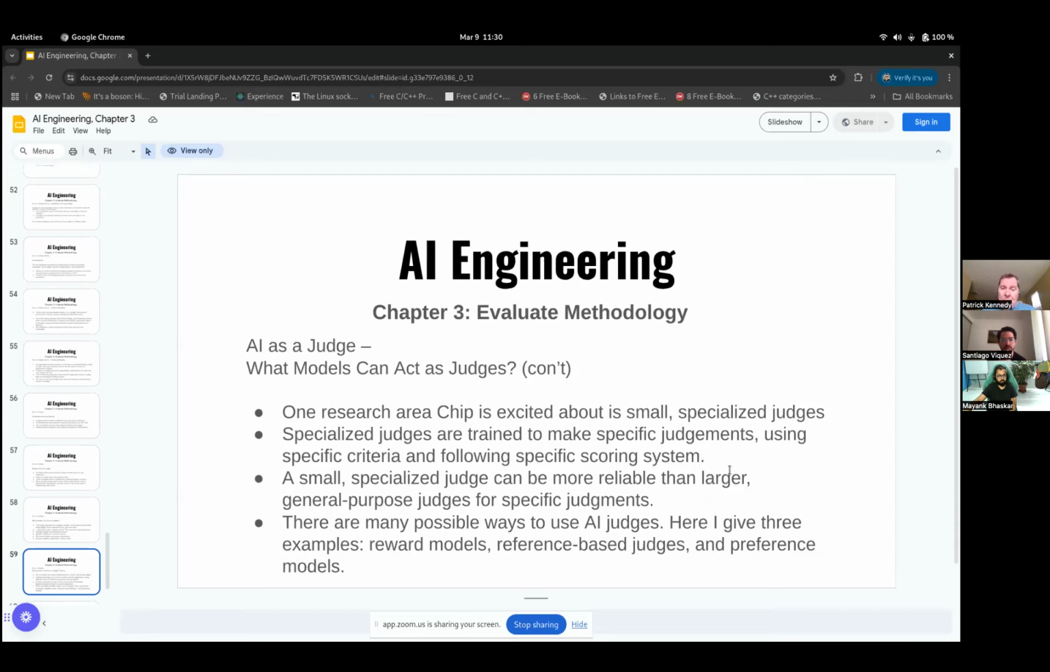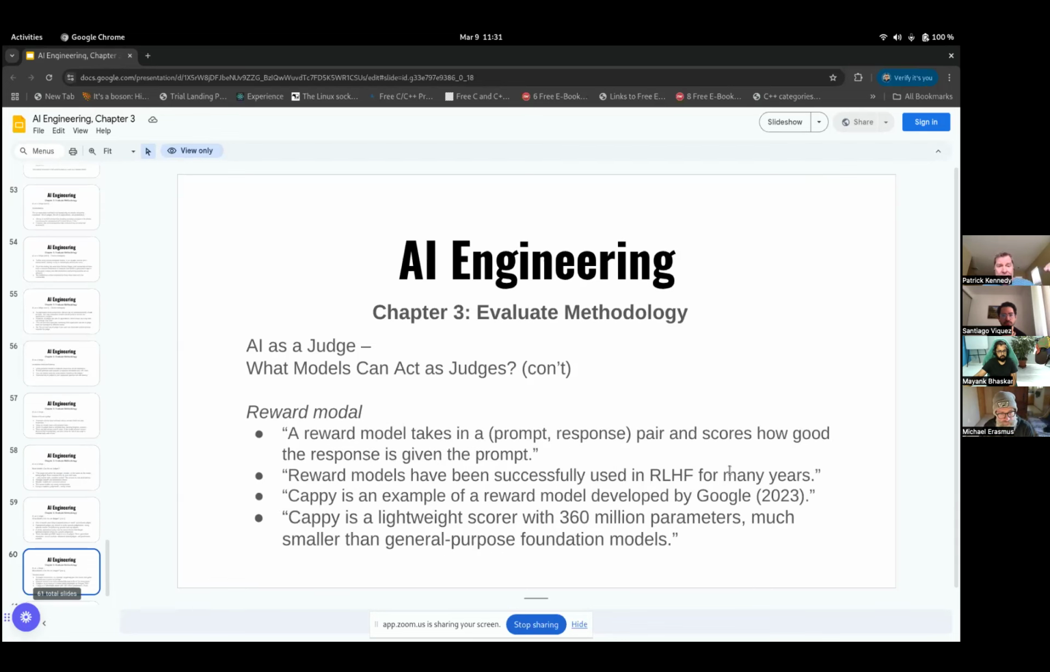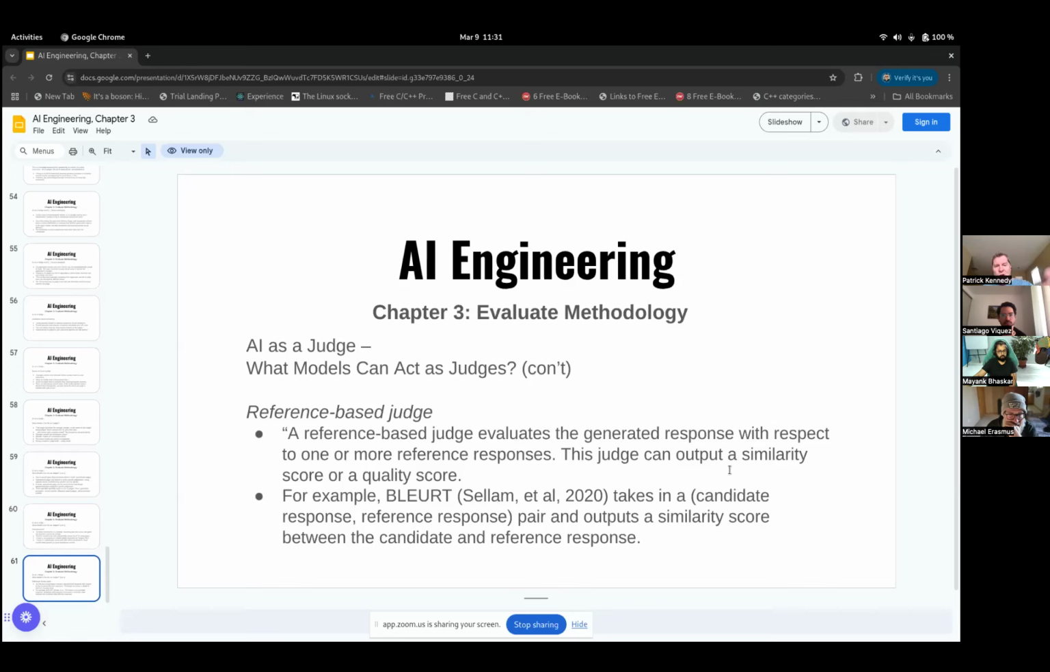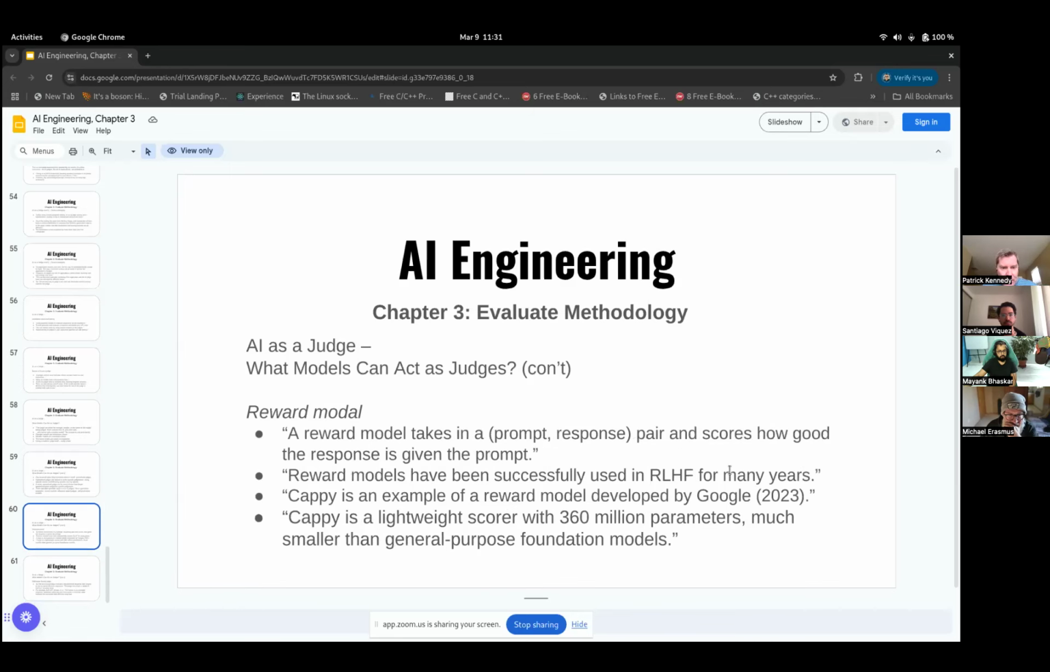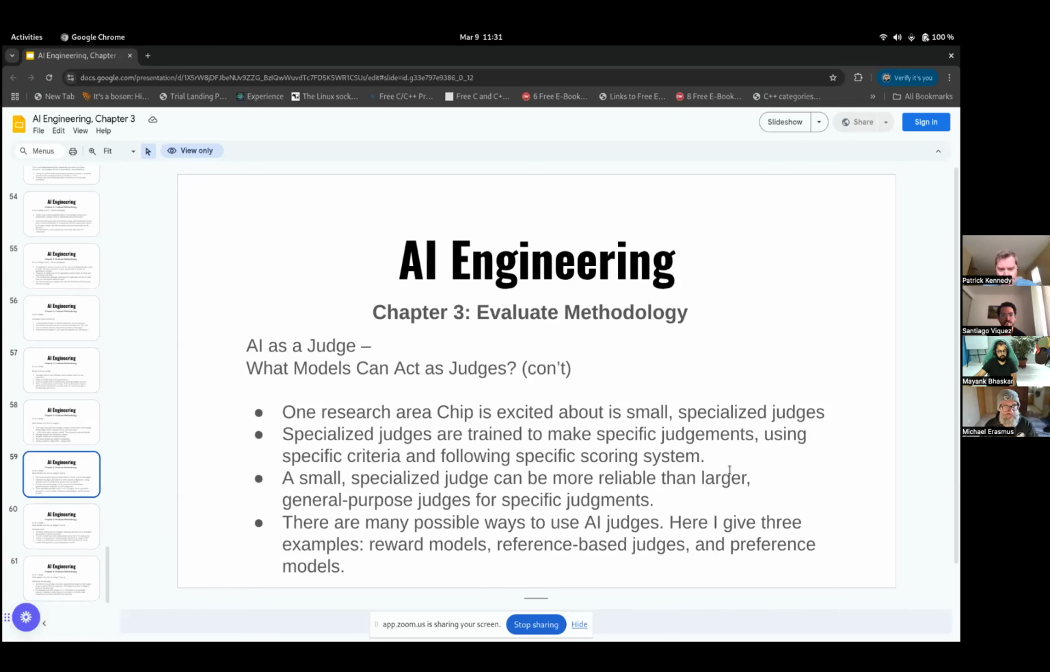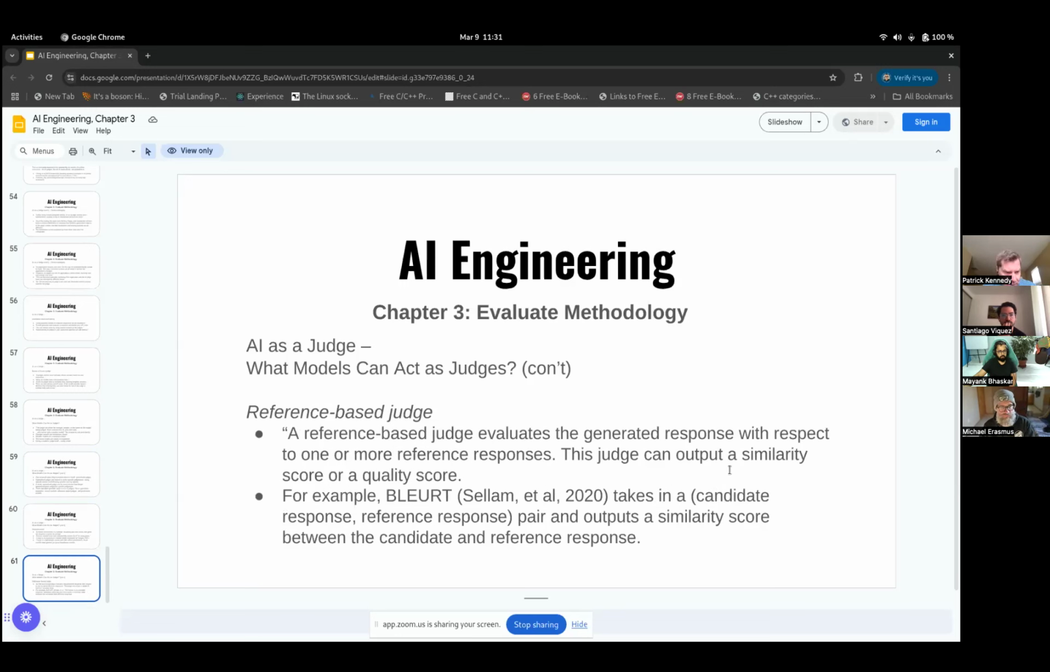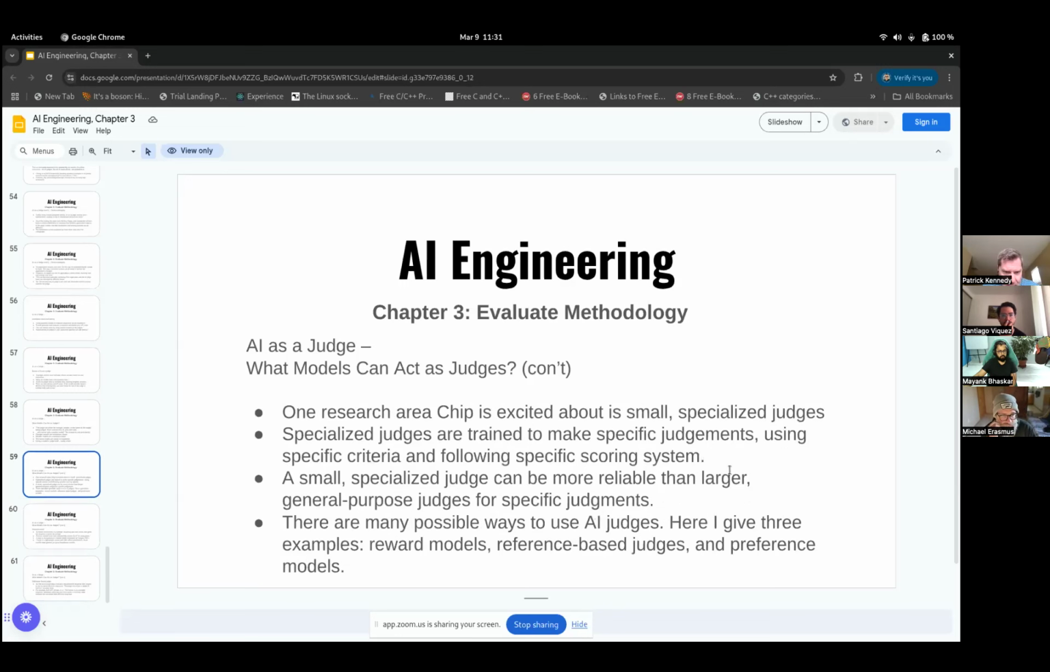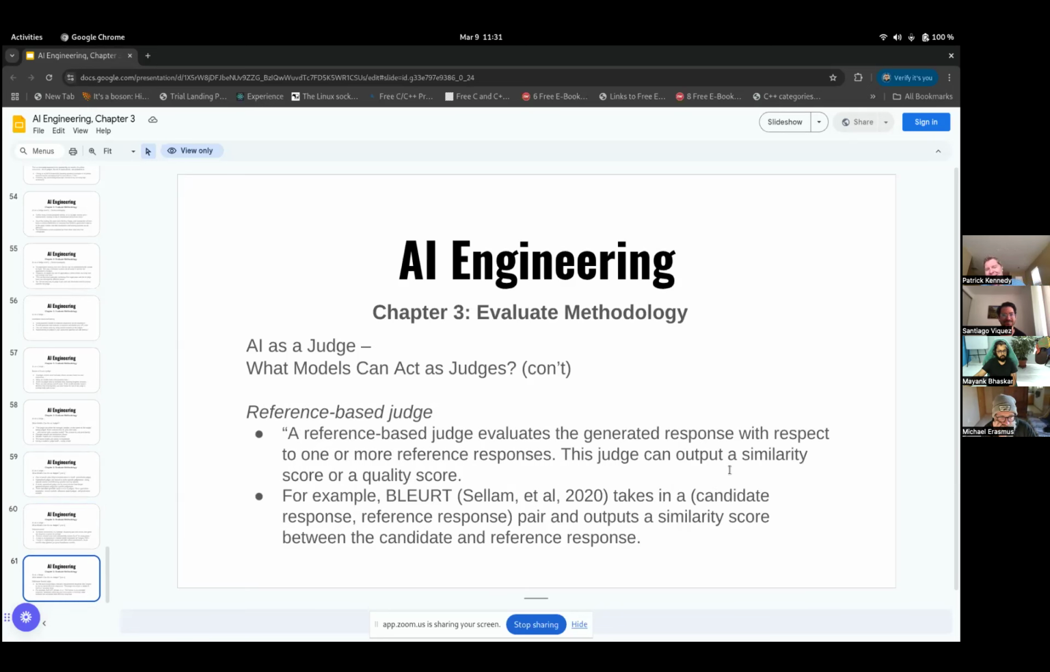And there are many possible ways to use AI judges. Here are 3 examples: reward models, reference based judges, and preference models. So that's what we go on: 3 prompts: reward model, reference based judges, and then preference. But it looks like I deleted that slide accidentally. So I need one more slide. But anyway, this is a good first draft.